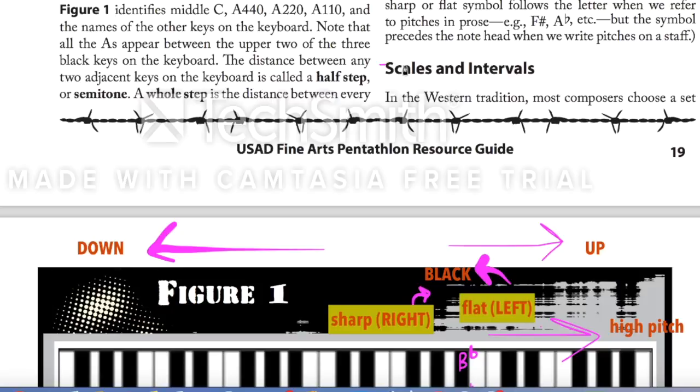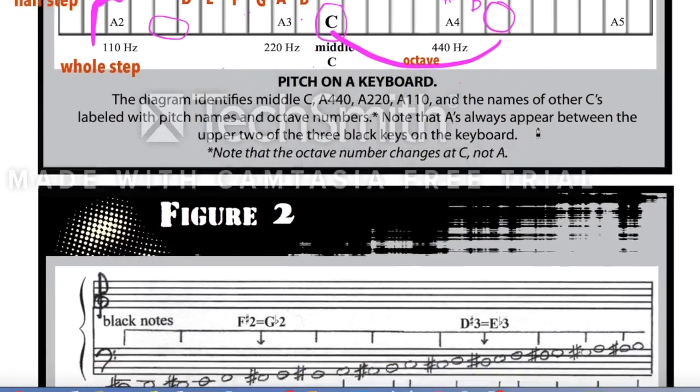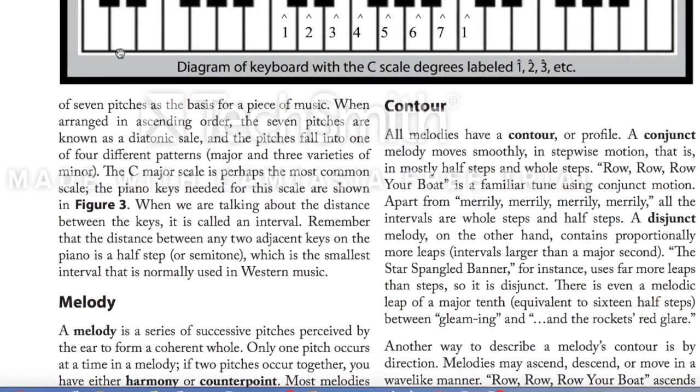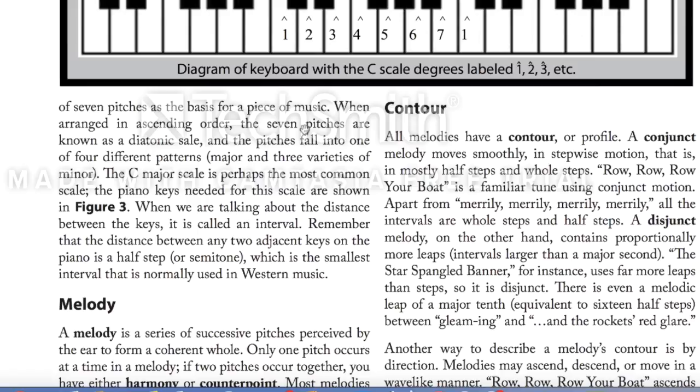Scales and intervals. In the Western tradition, most composers choose a set of 7 pitches as the basis for a piece of music. When arranged in ascending order, ascending means going up, going this way, the 7 pitches are known as a diatonic scale. I think this was a question last year. And the pitches fall into 1 of 4 different patterns, major and 3 varieties of minor. The C major scale is perhaps the most common scale. Listen to it.